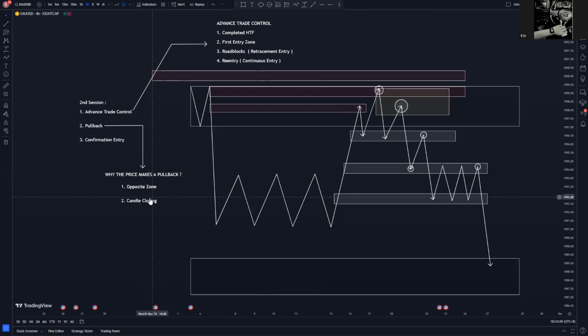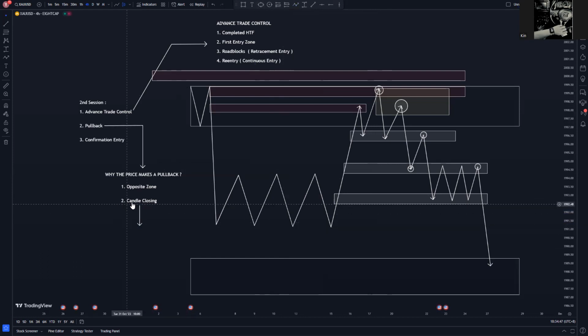About the opposite zone, I am pretty sure all of you already understand how it works. We have this engulfing sell. Why does the price make a pullback into it? Because of this opposite zone, which is because of our roadblocks, right? For the first one, is there any question? I think all of you already understand that one. All right, so let's go to the second one. Maybe the second one will be something new for you guys.